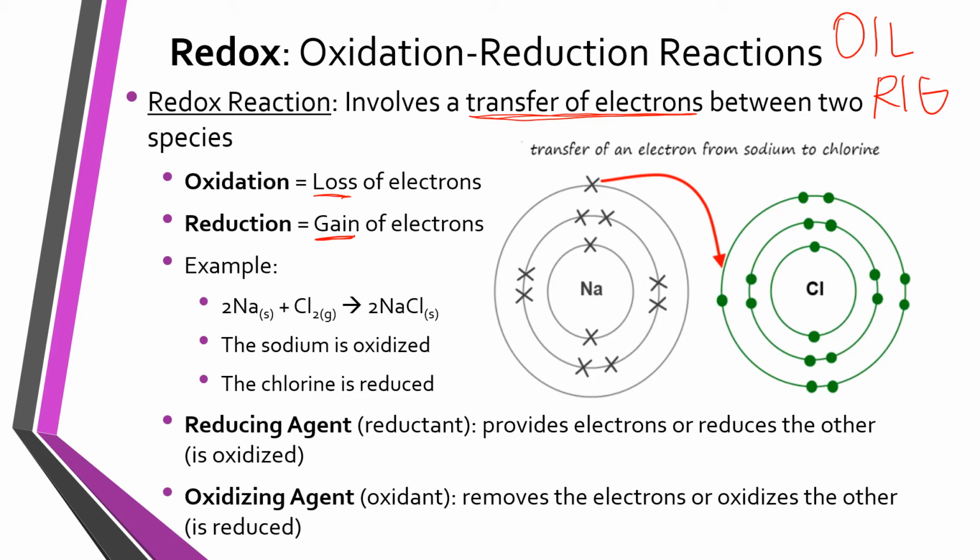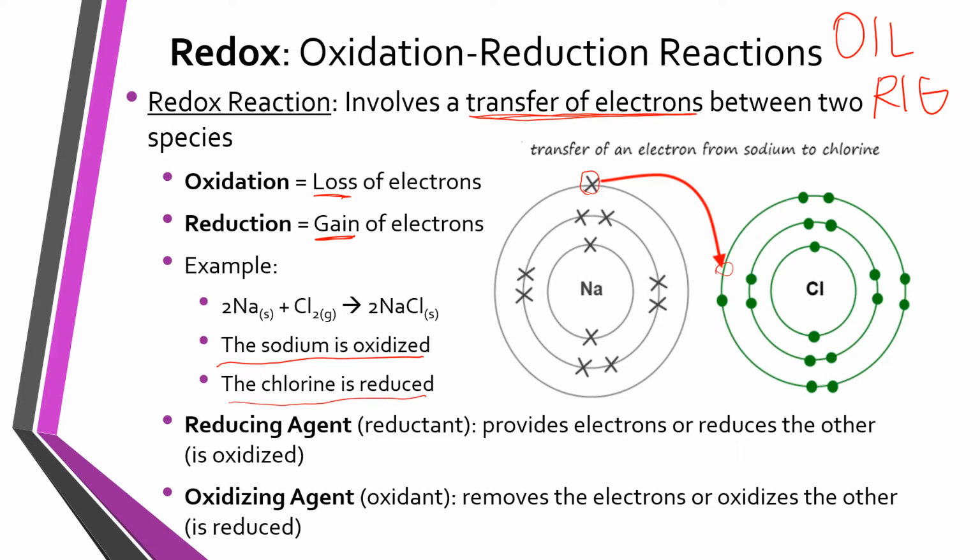So this is really easy to see for an ionic compound. Sodium, when combining with chlorine, not only produces a big flame, but it involves the transfer of this one sodium electron over to chlorine. Because sodium is losing an electron, it is oxidized, and because chlorine is gaining an electron, it is reduced.